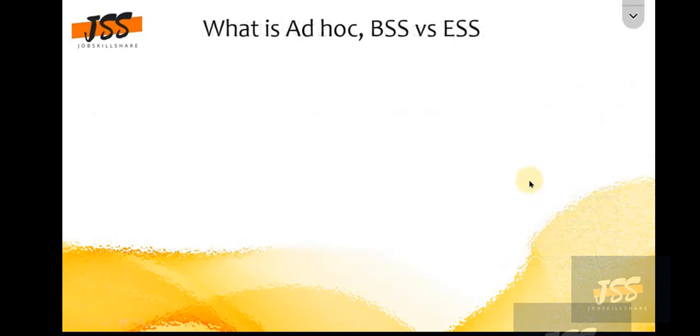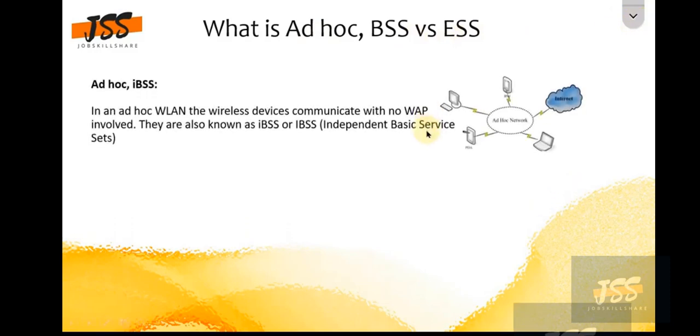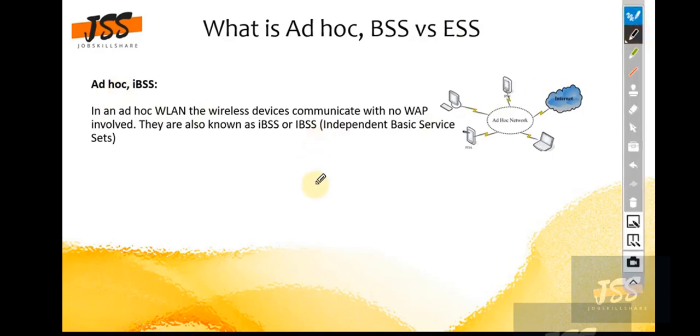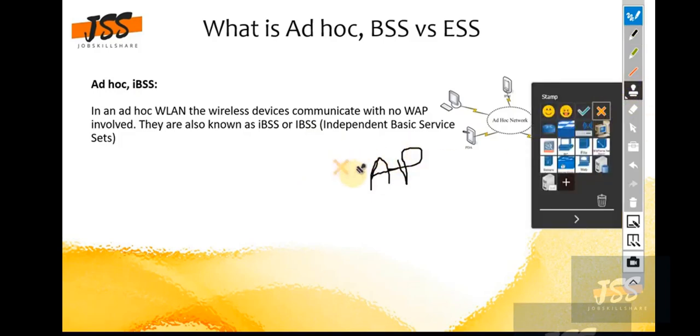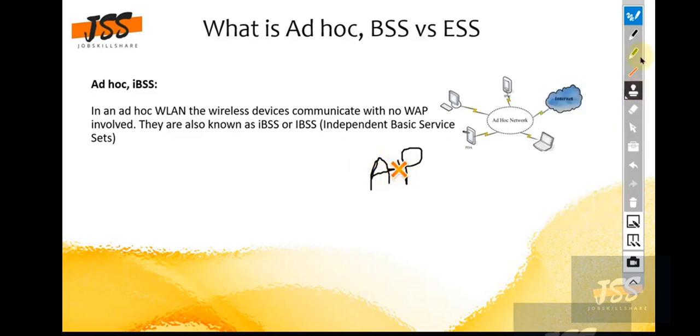Then we have some other terms being used in wireless technology: ad hoc, BSS, and ESS. Let's discuss them one by one. So what is ad hoc service? In some cases, we do not have an access point. Let's suppose we do not have an access point, but this computer wants to share information with this computer. So what is the solution?